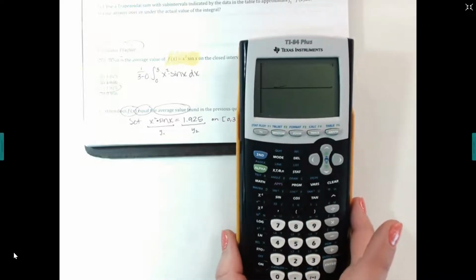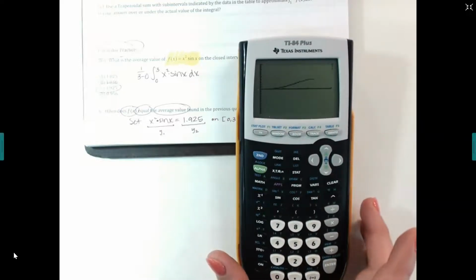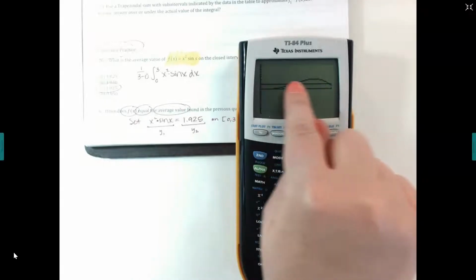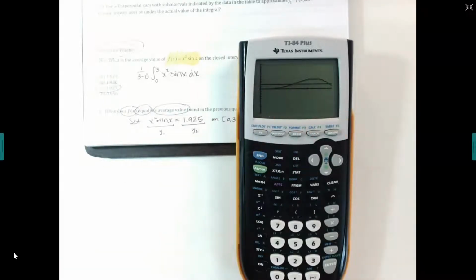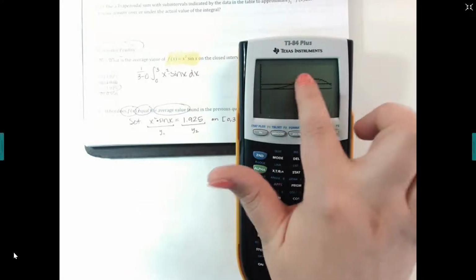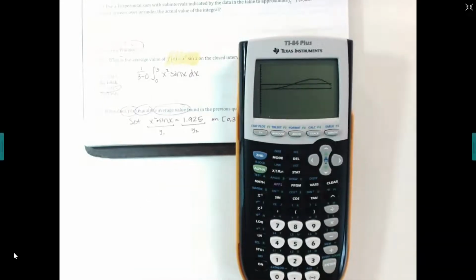So, here goes my x squared sine x. Now, my flat line. What do you notice about my average? It's perfectly the average. Half the graph is below, half the graph is above. It's the average y value. How many times do I cross it on this interval? Twice. Okay?